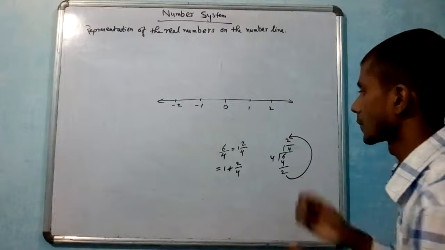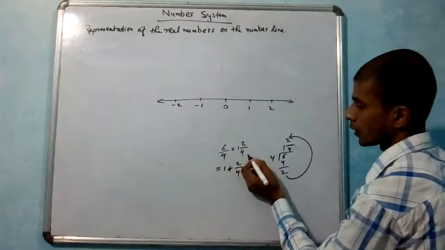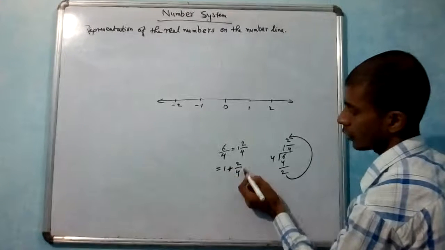See here. 1 whole number 2 by 4 means 1 plus 2 by 4. Any doubt in this?